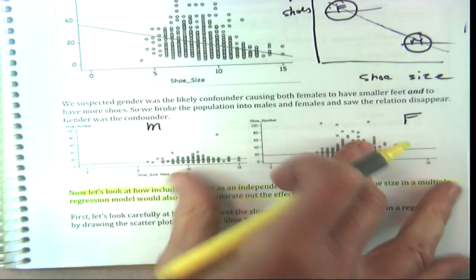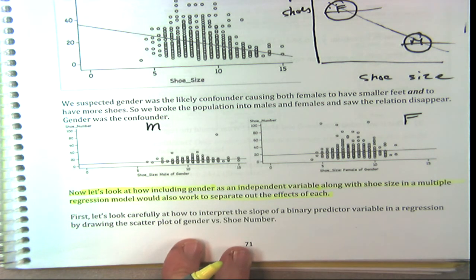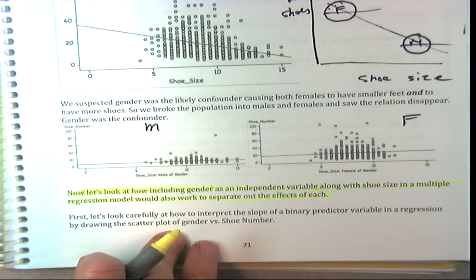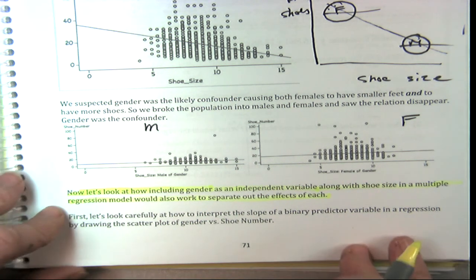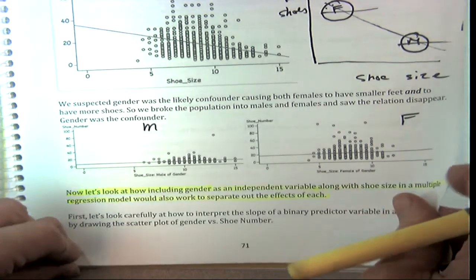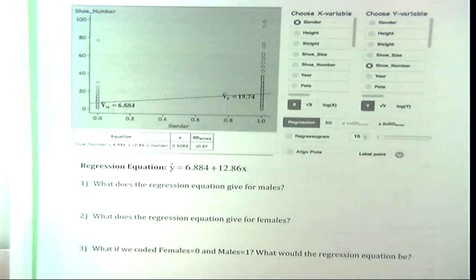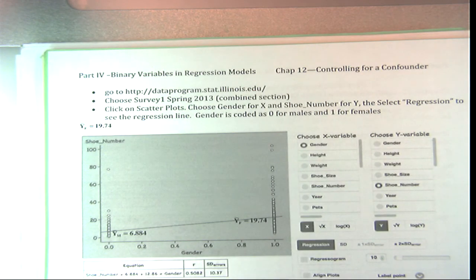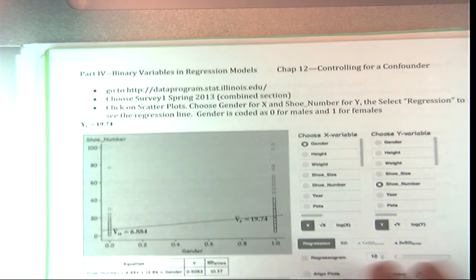It's going to do something, all right? But first, what does it even mean to include this? Gender is just a yes, no, binary variable. You're male or female. And what does that even mean to do a regression with a predictor variable that's binary? So just because you might not have ever thought of that or thought you could do that, let's see what that looks like.